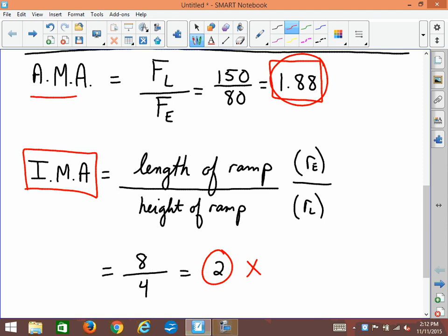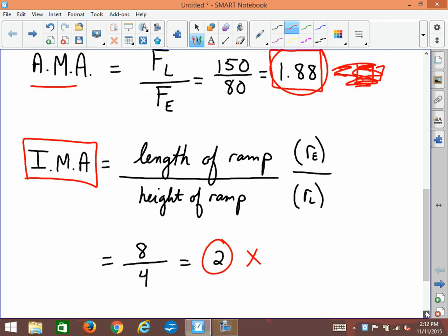And if I were to make the friction even less, I could get this number maybe even closer to 2. Maybe I could get 1.97 if I put lots of grease on the wheels and I put a little dolly underneath. There's lots of ways of getting the friction reduced. So that's how you do an inclined plane, IMA and AMA.